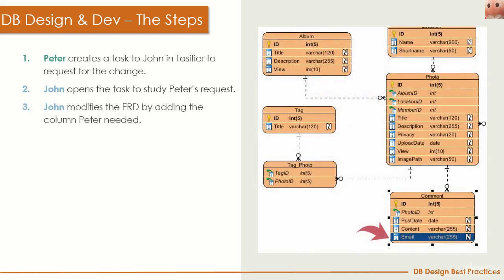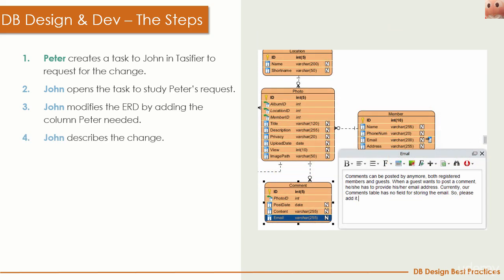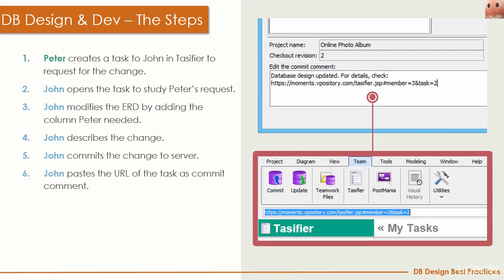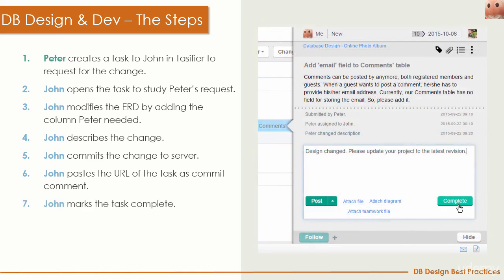Then he checks the database for any duplicated column. If there is no email column before, he just adds the email column. And then he writes the description: who requested it and what the purpose is. John will commit the change to the Visual Paradigm server and mark the request URL as a comment when he commits. And then John marks the task complete.